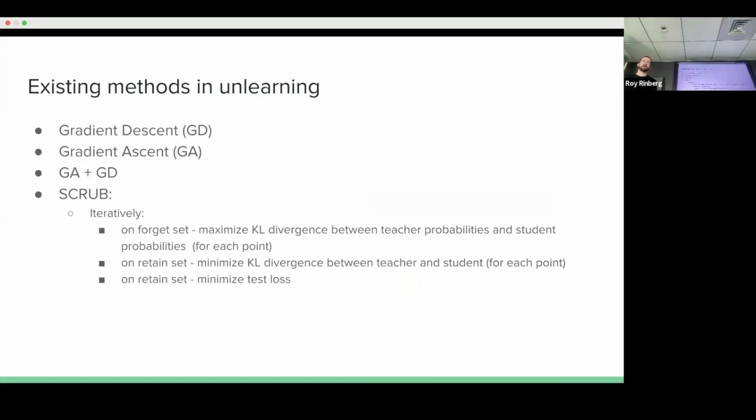Generally, the existing methods are some version of these two things. There are a couple other tweaks, but I want to focus on these. There's gradient descent and there's gradient ascent. Really, these are the first two ideas you might have. You're like, I'm going to keep training on the retained set, or I'm going to take my forget set and go in the opposite direction of where my gradients are going. And then there's combining them. Specifically, there's this algorithm called Scrub that iteratively does both of these. It doesn't exactly do gradient descent; it does KL divergence ascent.